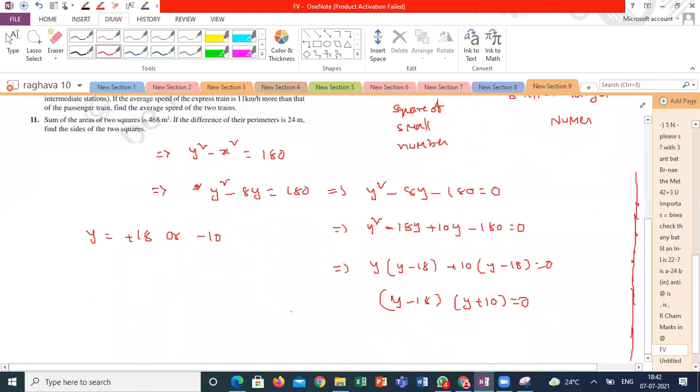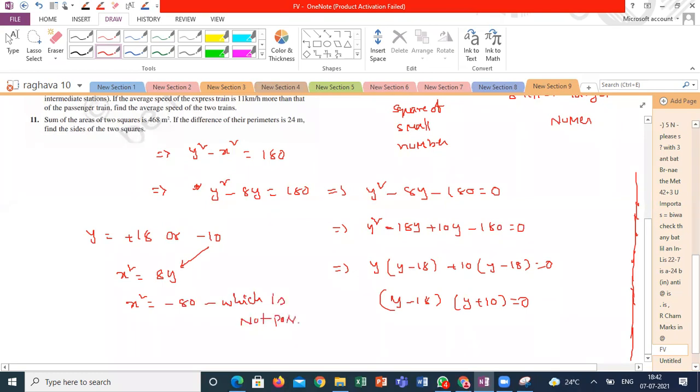Is y negative possible? Why not? Sir, 18 is the only possible. We know x square is equal to 8y. If I use negative values here, x square I am getting minus 80, which is not possible. Square of a number is always positive.